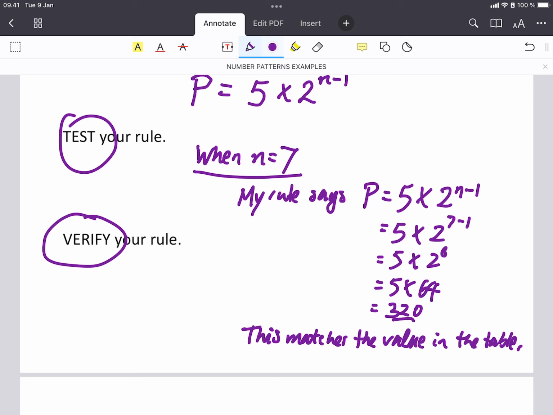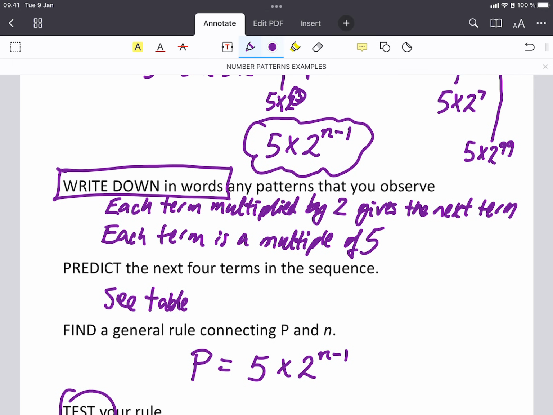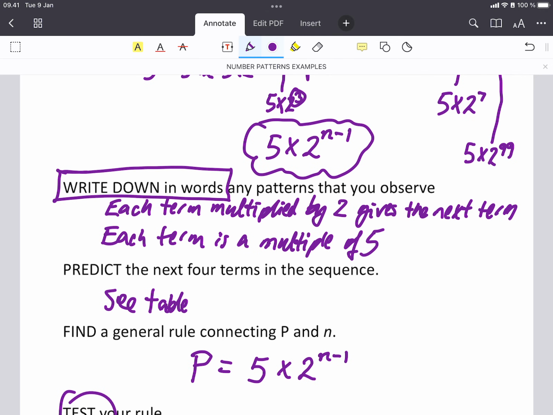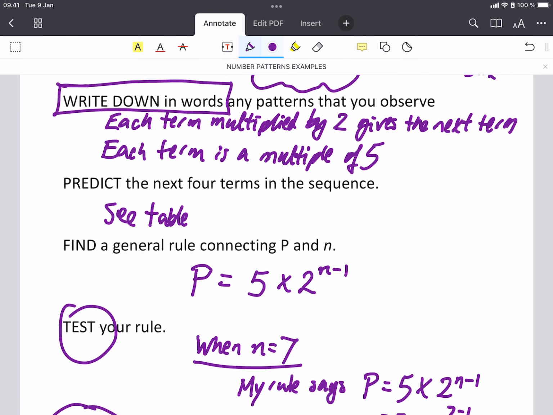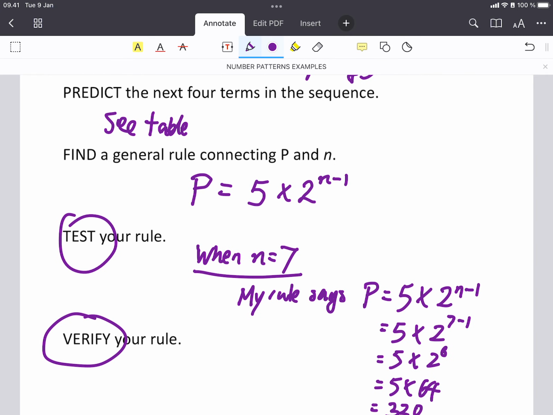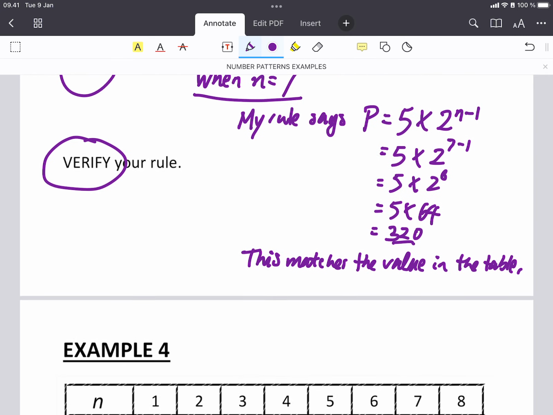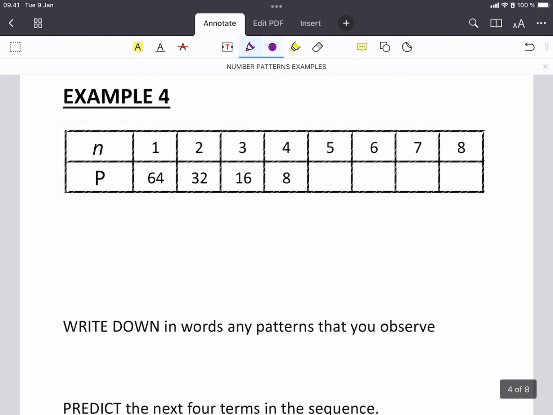Okay, so same kind of structure to the question as when it was an arithmetic sequence in the previous video, with figuring out the rule, patterns in words, predictions in the table, finding, testing and verifying the general rule. So I'm going to go on to another example of that.